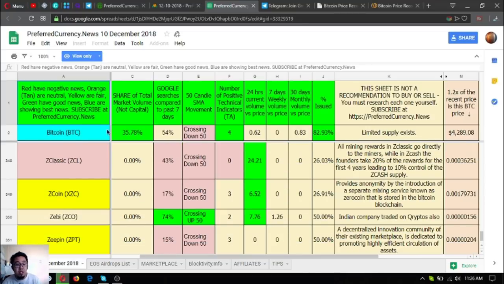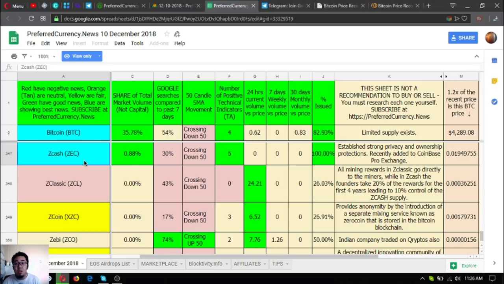Just like Zcash, we all know that Zcash is a privacy protecting cryptocurrency, and as you can see here, it's showing the very best news. This one established strong privacy and ownership protections, recently added to Coinbase Pro Exchange.